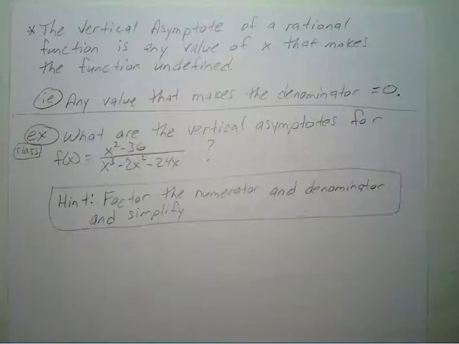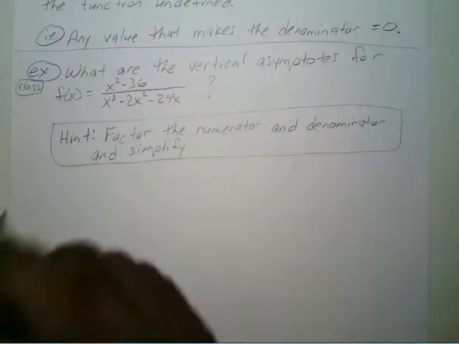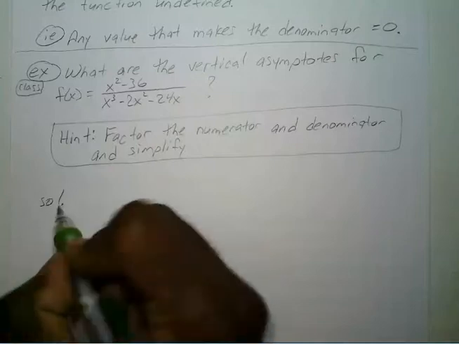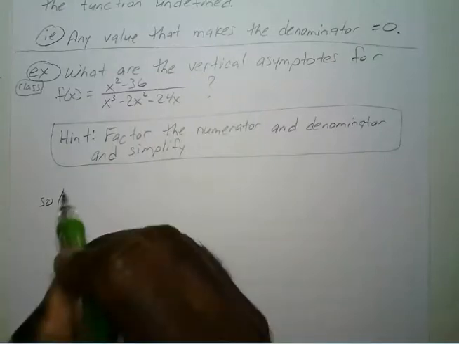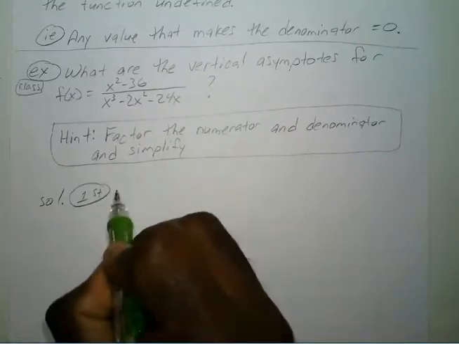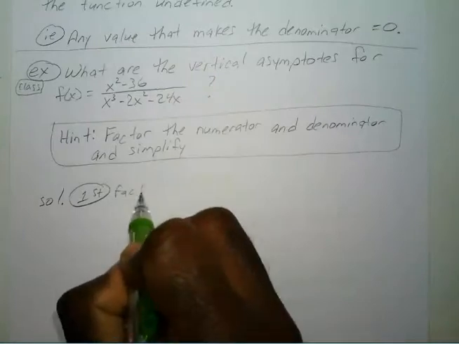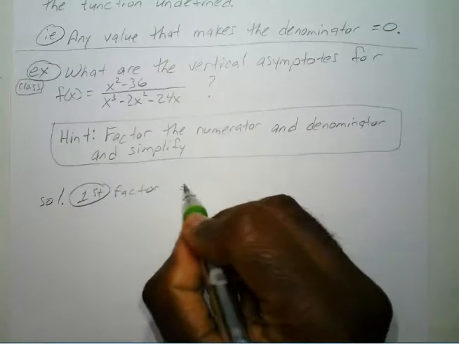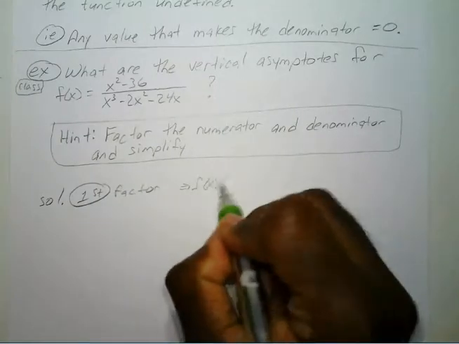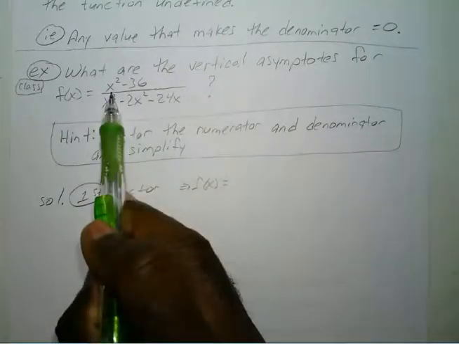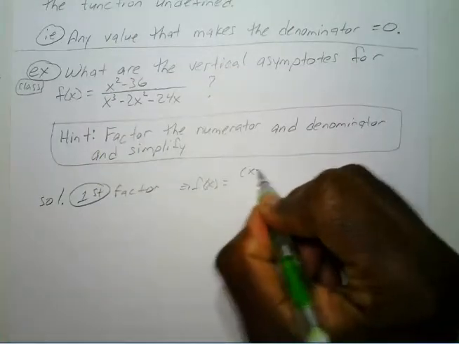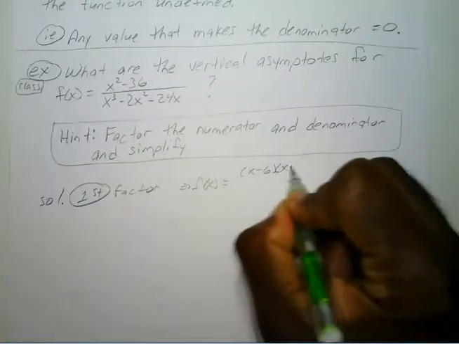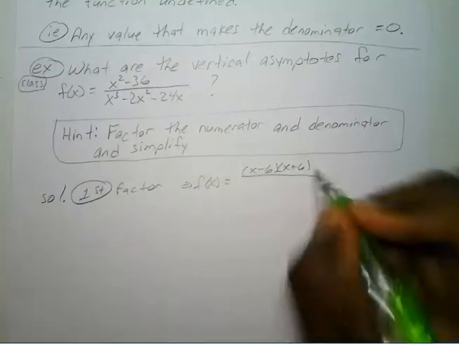All right, so I'm assuming you have pressed pause and worked this one out. So let's go ahead and verify your answer. Okay, so first thing we want to do is factor everything. So you have f of x equals x squared minus 36. That's the difference of squares. So that's x minus 6, x plus 6.